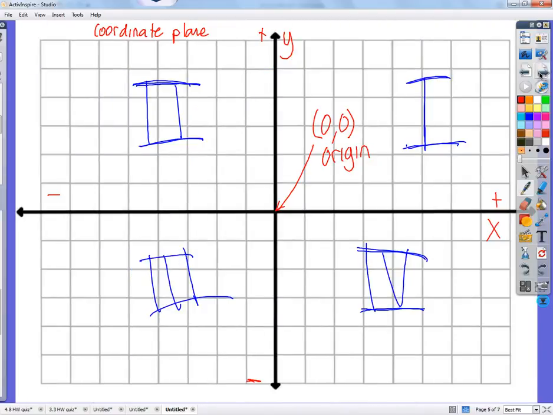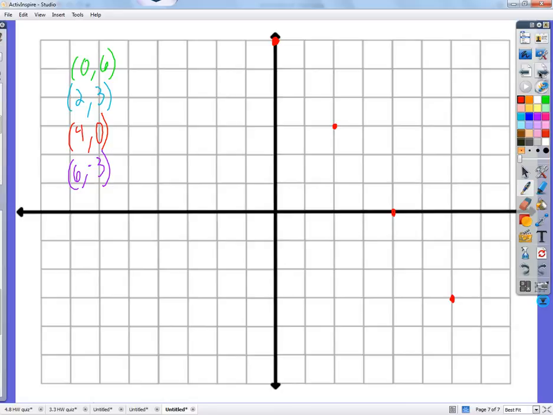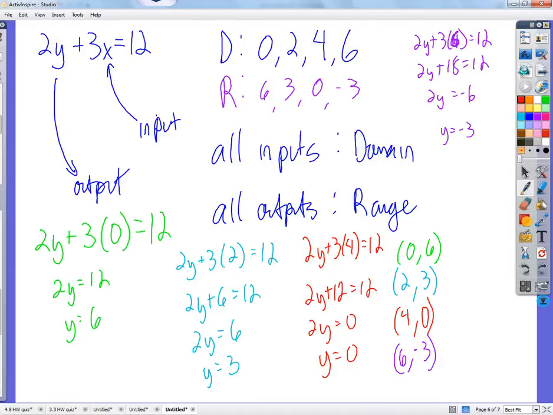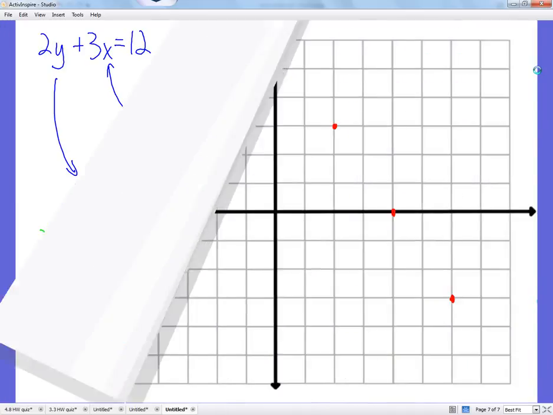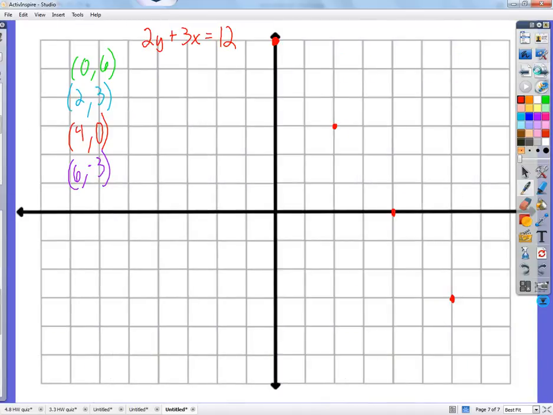To keep reiterating that point, let's go back to this. The equation that brought about these solutions was 2y plus 3x equals 12. Okay. So now we're forgetting about this. We're going to let the domain become anything we want, anything you want to put in there. So if the domain is anything you want it to be, can anyone think of a solution to this equation?